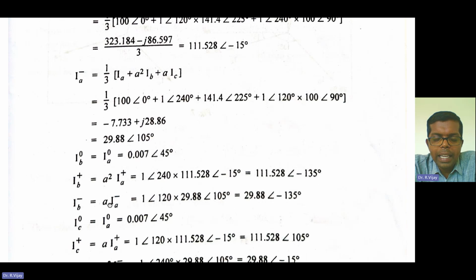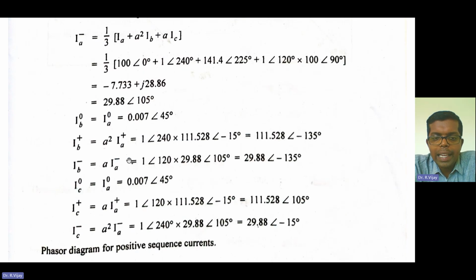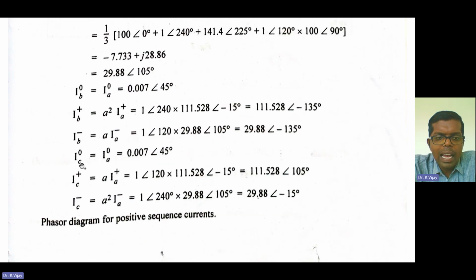Next, IB negative is equal to A into IA negative. So what is A? 1 at the angle of 120 degree into IA negative. IA negative, we already got the answer as 29.88 at the angle of 105 degree. Just substitute it and multiply it. You will get the answer as 29.88 at the angle of minus 135 degree. Next, IC naught. IC naught is equal to IA naught is equal to IB naught. The same answer will come here: 0.007 at the angle of 45 degree.